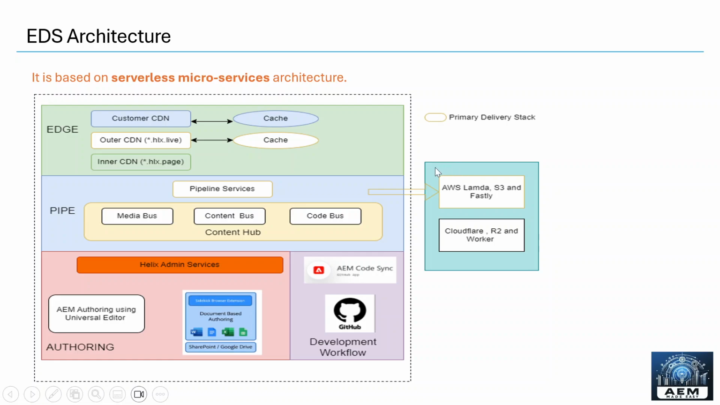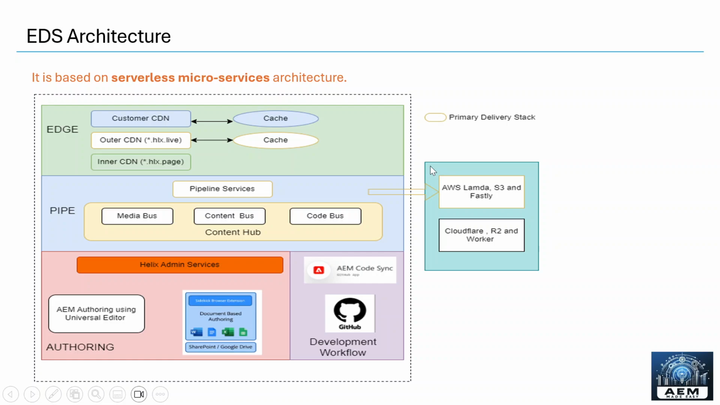As I was saying, I have not discussed this box. So what is this box? The architecture components I have discussed until now, like Fastly for the outer CDN, AWS Lambda for pipeline services, and AWS S3 for content store, represent the primary delivery stack of EDS.